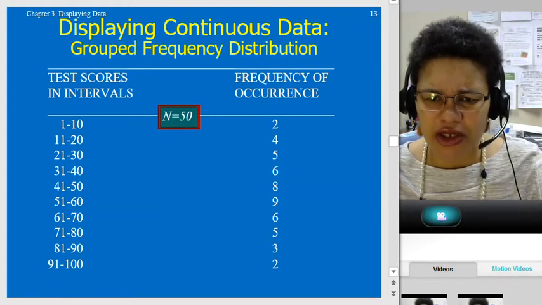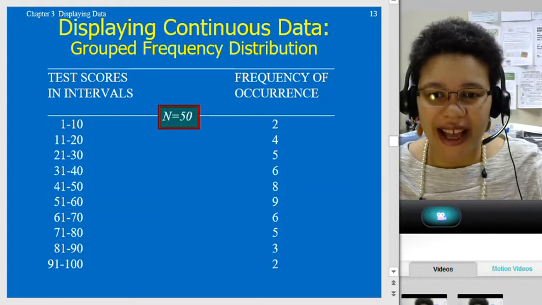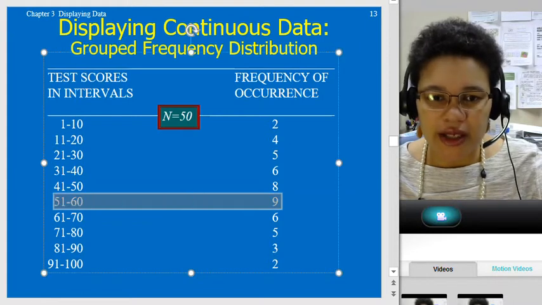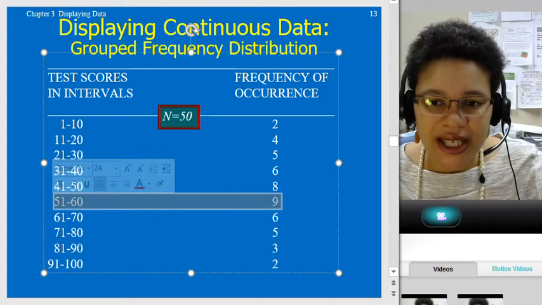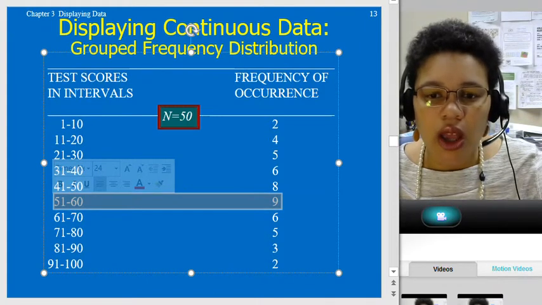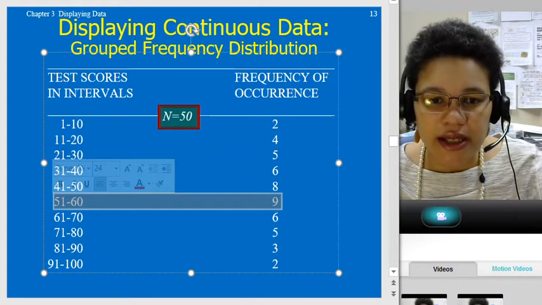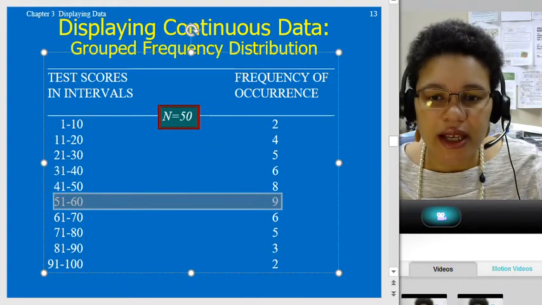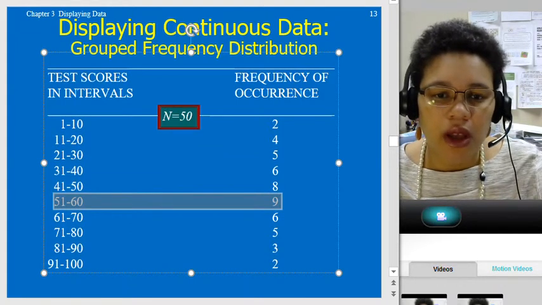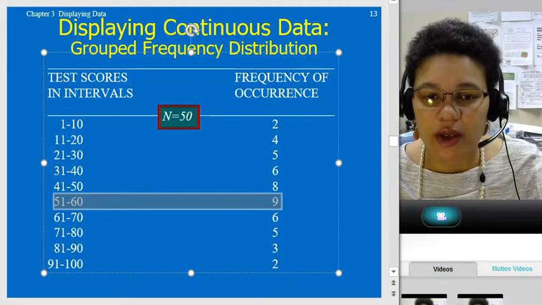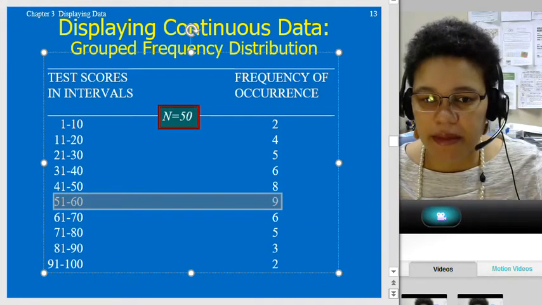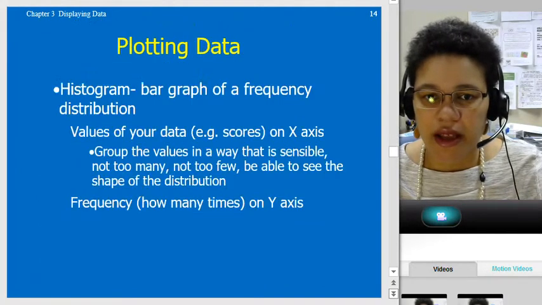Look at this distribution. It looks like the mode, remember that? The mode looks like it is in the interval 51 to 60. So 9 students, the most frequent interval is 51 to 60. So 9 students scored between 51 and 60 points on this exam. Okay.